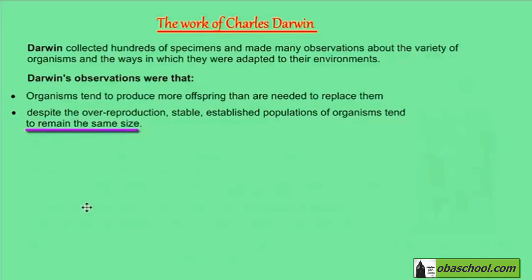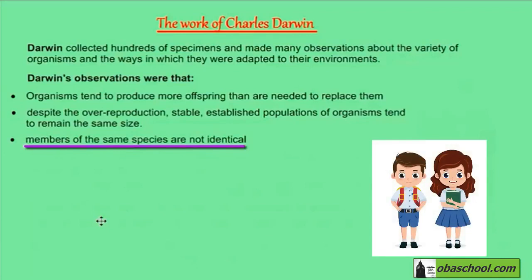Also, he observed that members of the same species are not identical. So members of the same species, for example humans, are not identical. So these individuals vary in shape, even though they are of the same species.